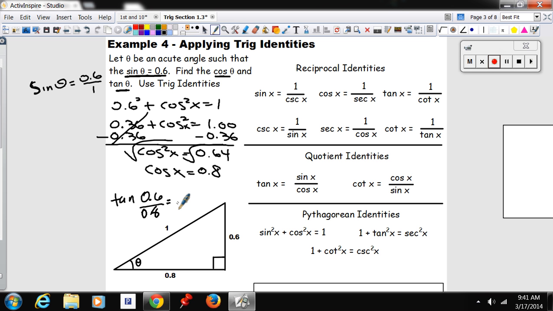You could. I'm going to actually multiply them by 10 and put 6 over 8. And then what would I reduce it to? 3/4. So you could actually get 3/4 for the tangent. Now that's using the picture. I could have also plugged in my sine over my cosine, which is 0.6 over 0.8, and I would have got the same answer plugging it into my identity, because it's the same fraction that I got here when I look at my triangle. So that would be the tangent.